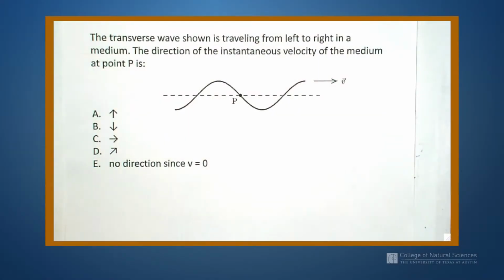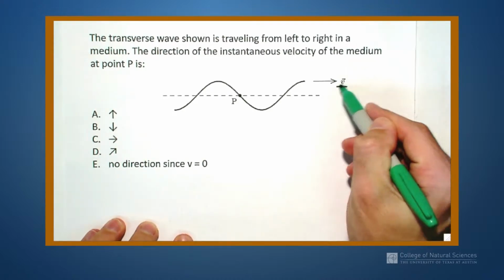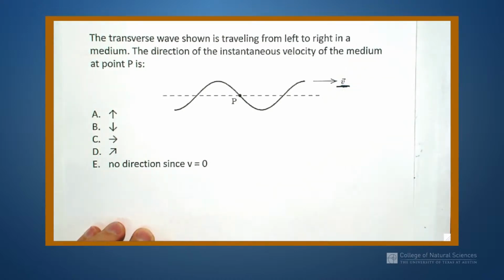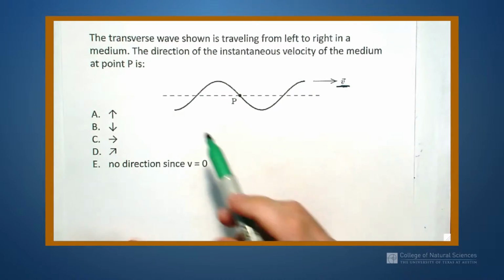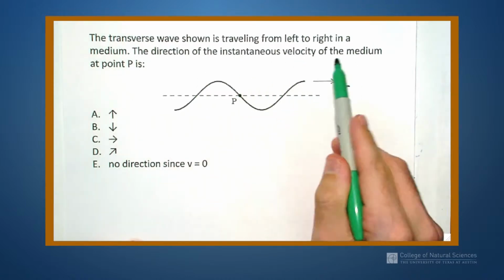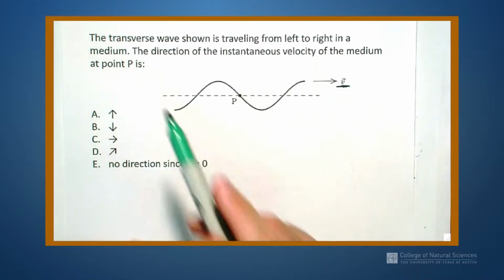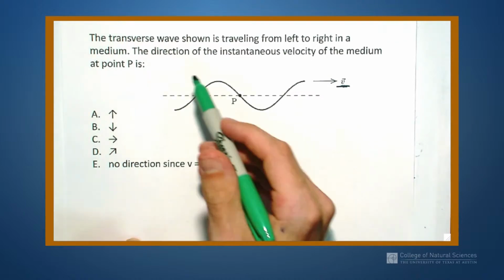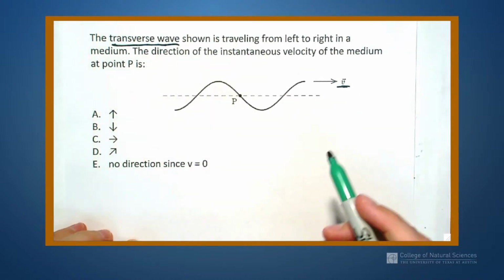So this question says that we have a transverse wave that's traveling from left to right. They give us that it's traveling with a velocity in some medium. The direction of the instantaneous velocity of the medium at point P is what? They give us a couple words in here. They give us that it's a transverse wave.